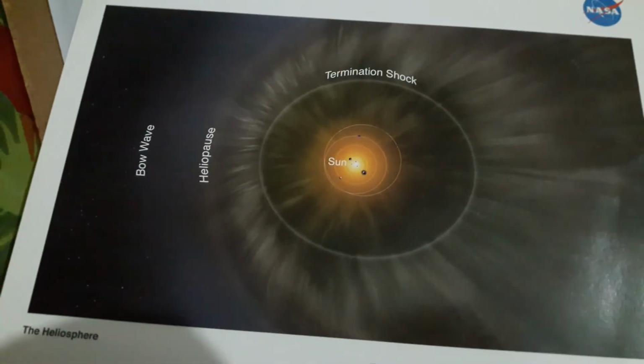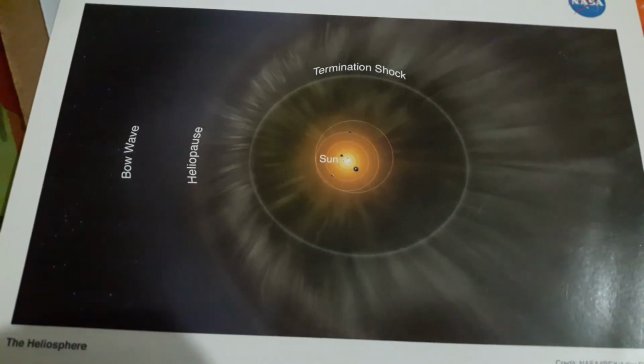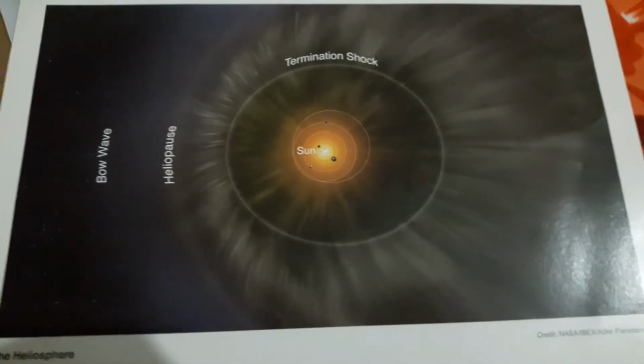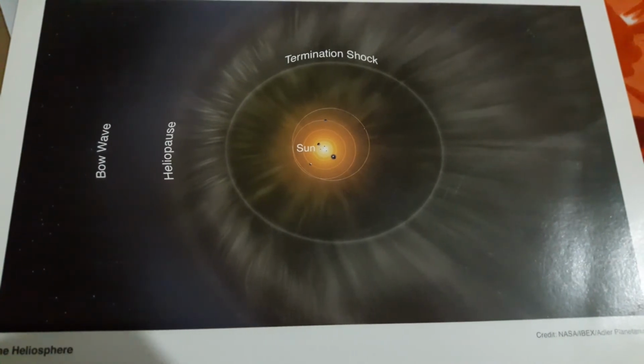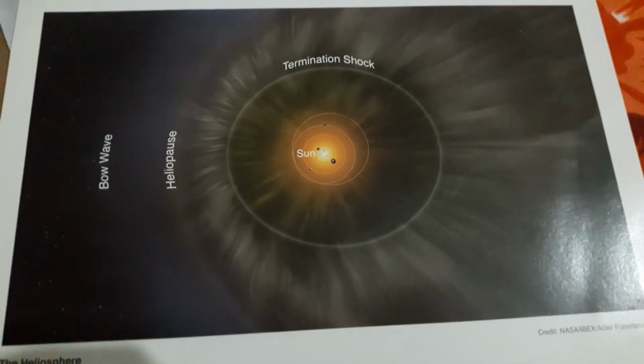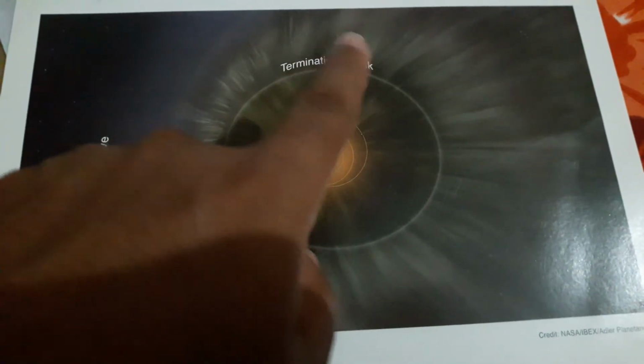So I am giving you a picture with details of the heliosphere process. So this is the heliosphere. This is the termination shock, heliopause, and bow wave. And this is our solar system Sun, and this is our entire solar system.